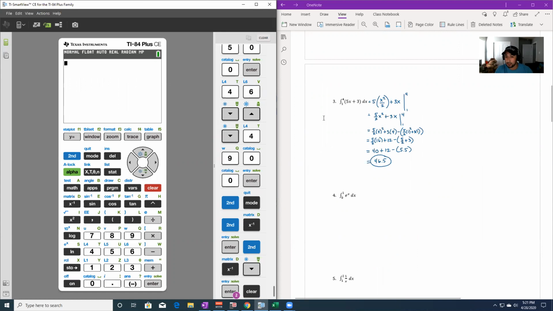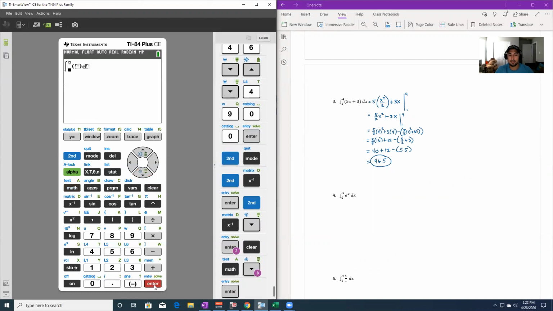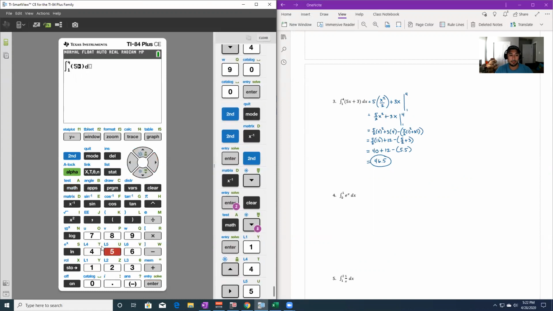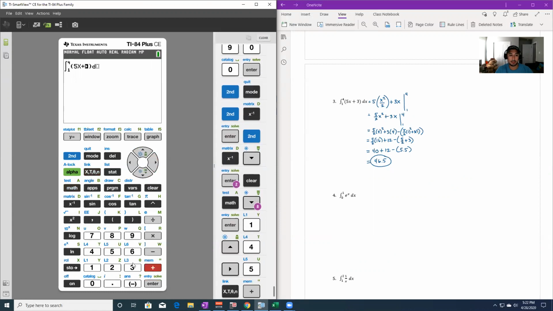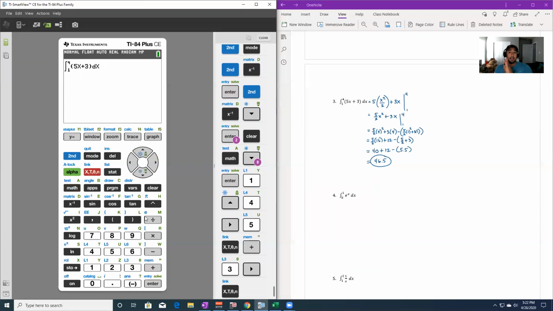So I'm gonna do number 3. Watch this. I'm gonna go to math, scroll down to F and integrate. Hit enter and watch, it's magical. So we're gonna type in 1 to 4 of 5x plus 3 with respect to x. And now all you have to do is hit enter. My goodness, 46.5.